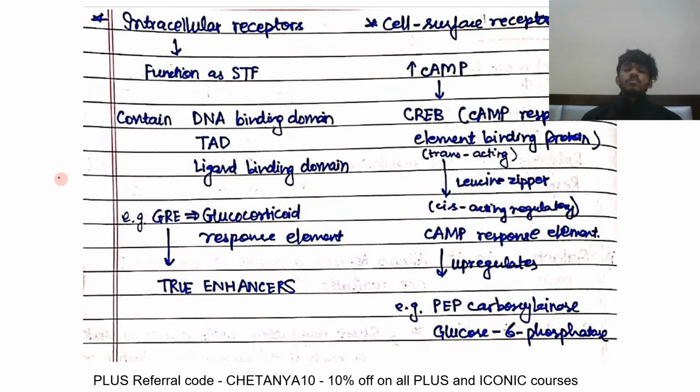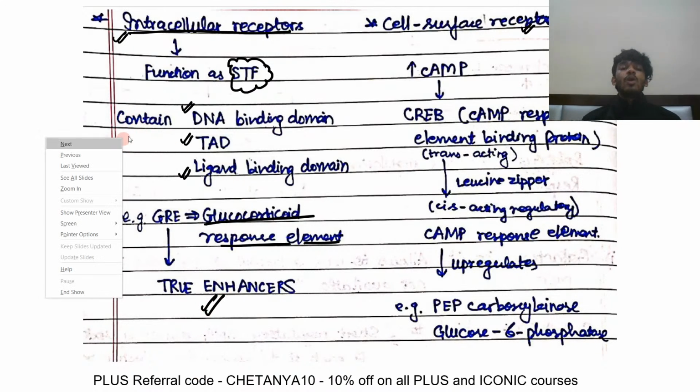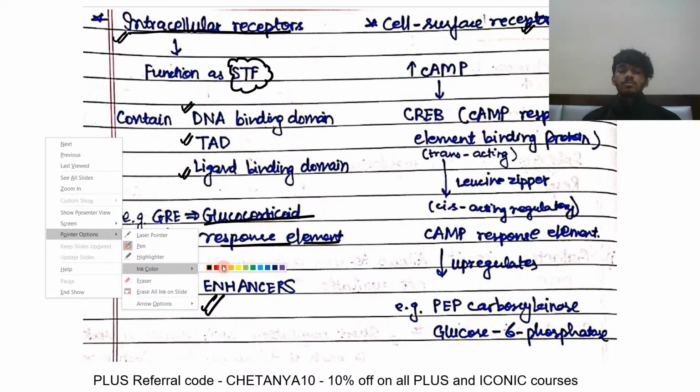See here, there are certain intracellular receptors and there are some receptors that are cell surface receptors, right? Intracellular receptors themselves function as specific transcription factors. But how are they different from other specific transcription factors? They not only have a DNA binding domain and a transcription activating domain, they also have a ligand binding domain. For example, the glucocorticoid response element. These are true enhancers.